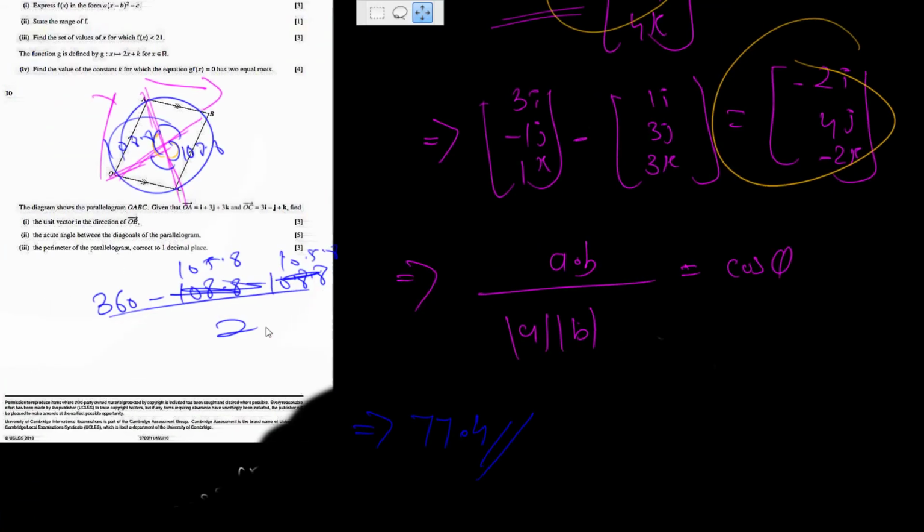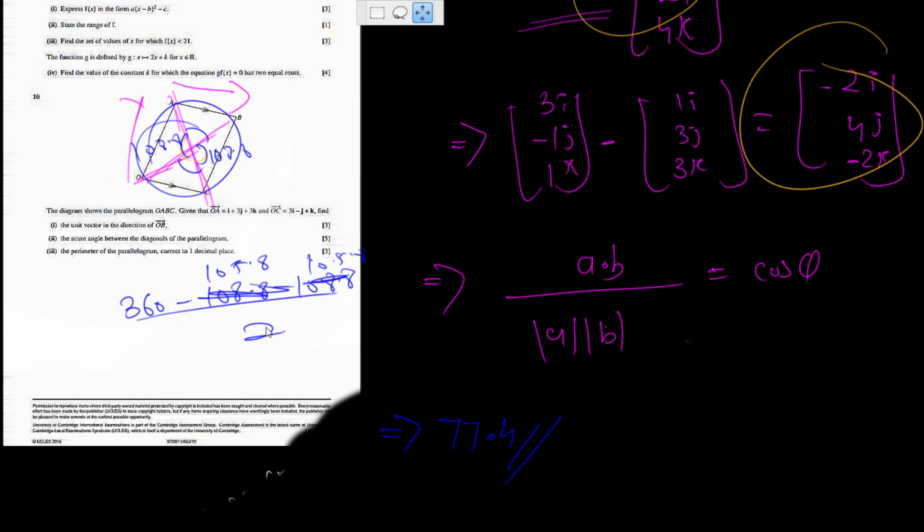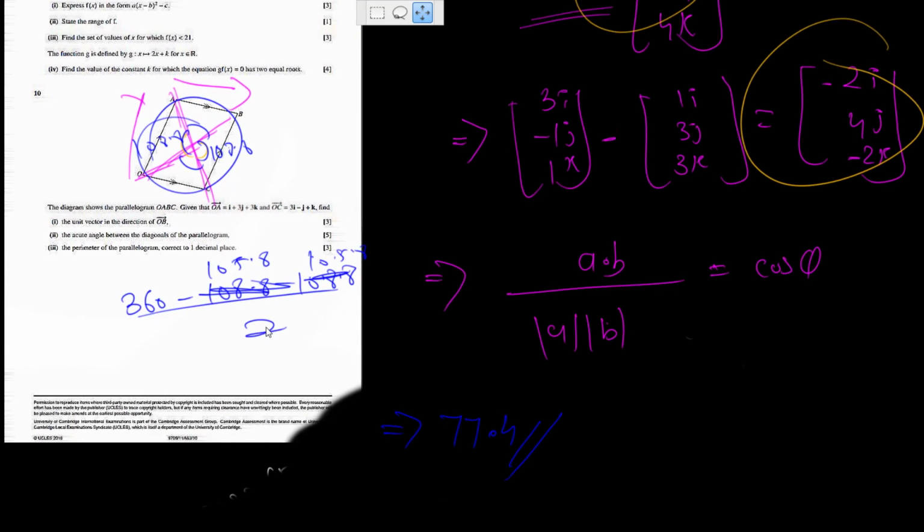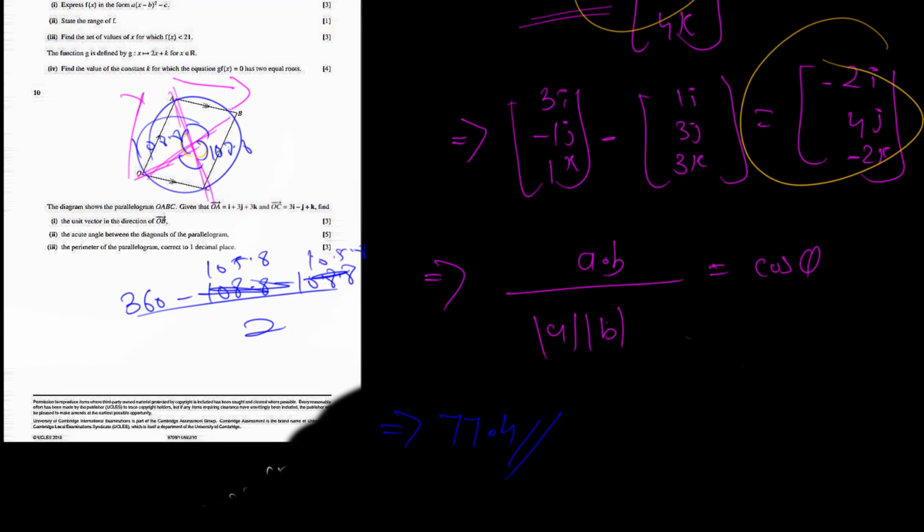Okay, final question. Finally, the perimeter of the parallelogram correct to one decimal place. So for the perimeter of the parallelogram, you have to calculate the length of all the sides. So basically, first of all, the modulus of A to C.